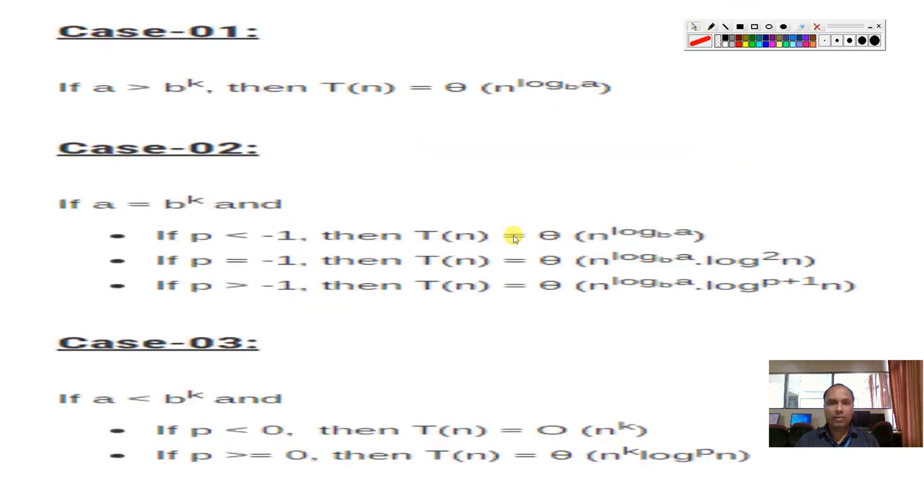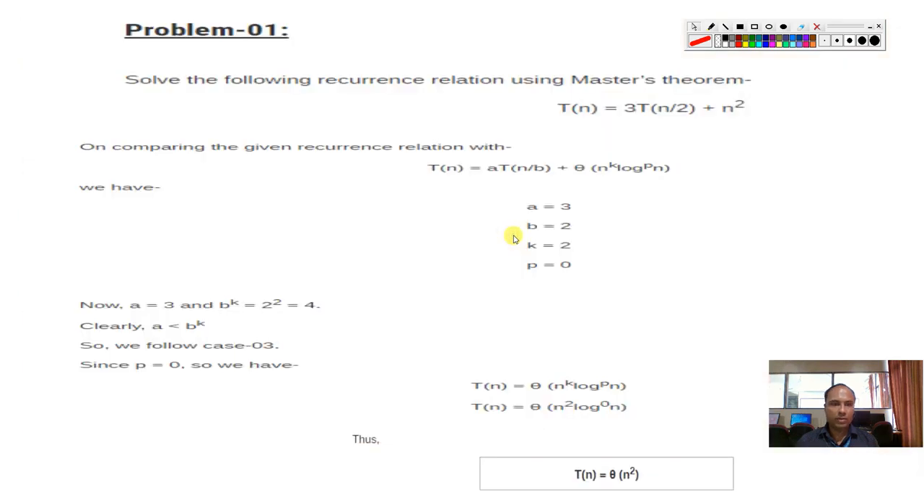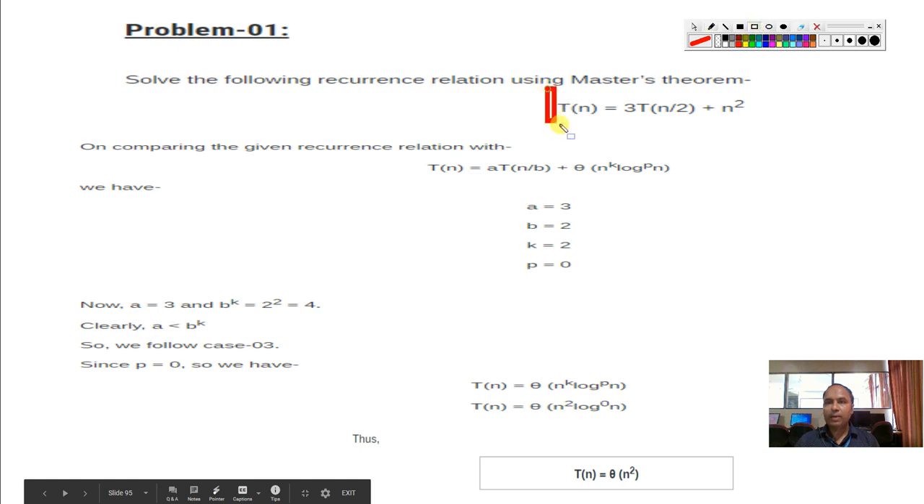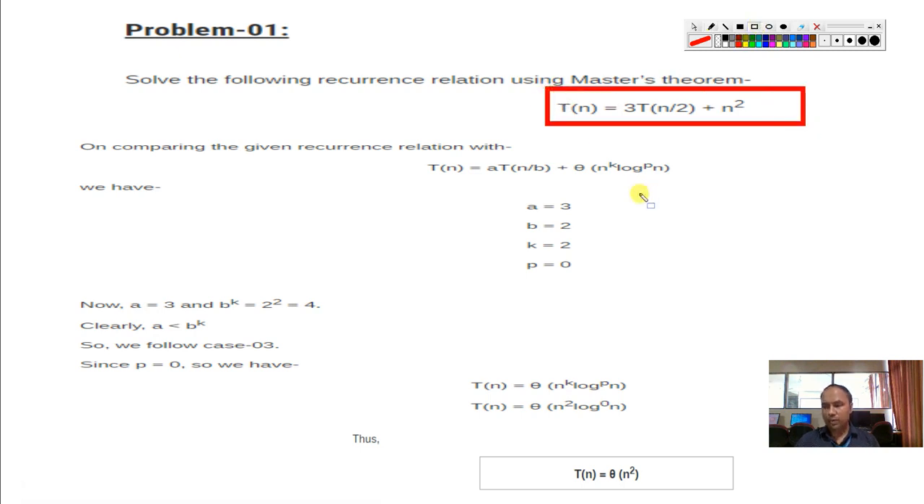So let us take one example related to it. Let us say we are given the recurrence equation that we have to solve using the master theorem: T(n) = 3T(n/2) + n^2. Now as we know, the general equation for the master theorem is T(n) = aT(n/b) + Θ(n^k log^p n).